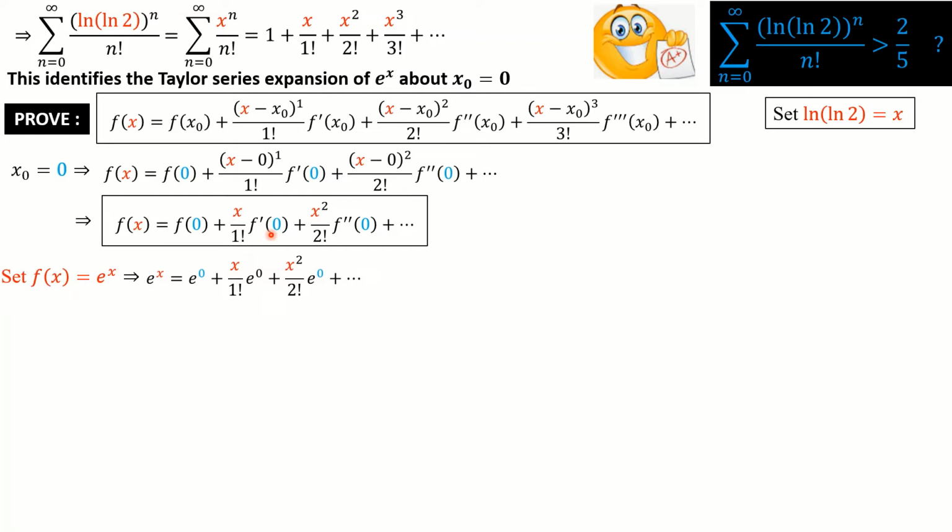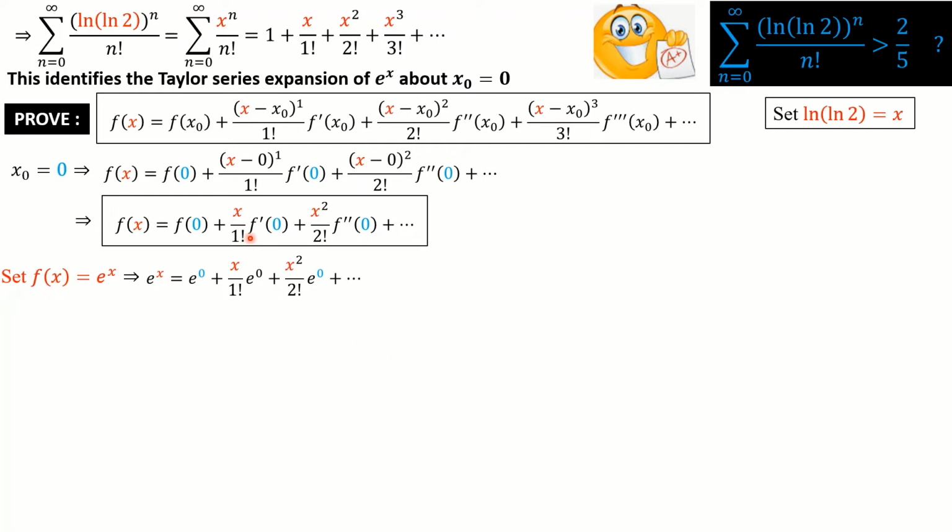Now what is f prime of 0? To get f prime of 0, we first of all do f prime of x and then we input 0. But the exponential function has a constant derivative, which is still the exponential function. So the derivative does not change. The derivative of e to the x is e to the x. The second derivative, the third derivative, and so on. So it means that all the derivatives will still give you the exponential function.